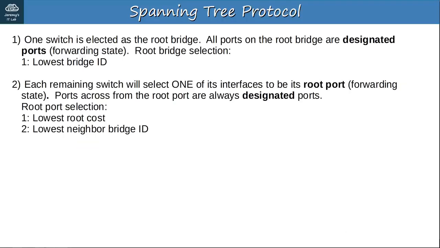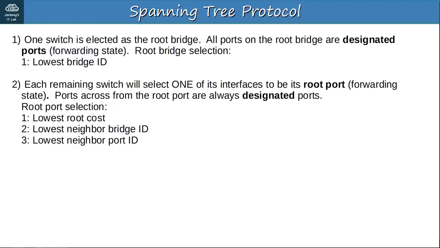However, there is one more tiebreaker that might be needed to select the root port. What if two switches have two connections between them, so both the root cost and the neighbor bridge ID are the same? Then we get to the final tiebreaker. The interface connected to the interface on the neighbor switch with the lowest port ID will become the root port.